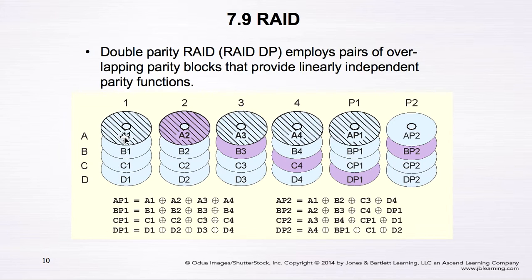And once we recover A1, we use this information: A1, C3, D4, and AP2 to recover B2. Once we recover B2, we can recover B1, then we recover C2, then C1, then D2, and then D1. So that's the way we recover the information if two of the disks get crashed. So this provides very good performance compared with the other RAID technologies.